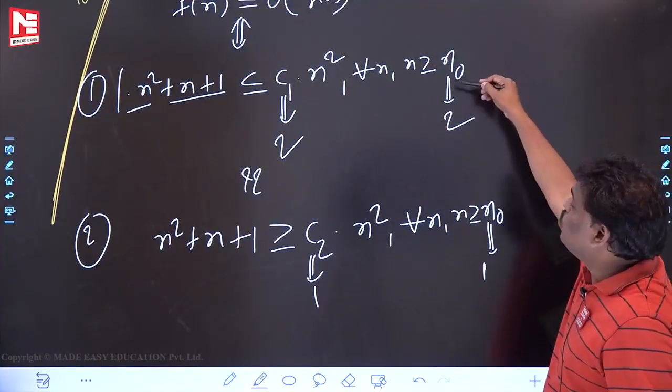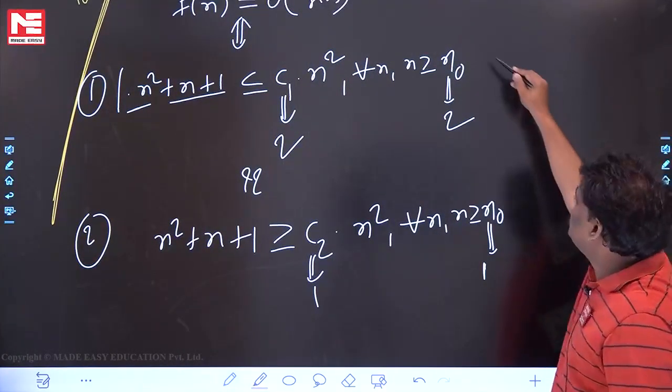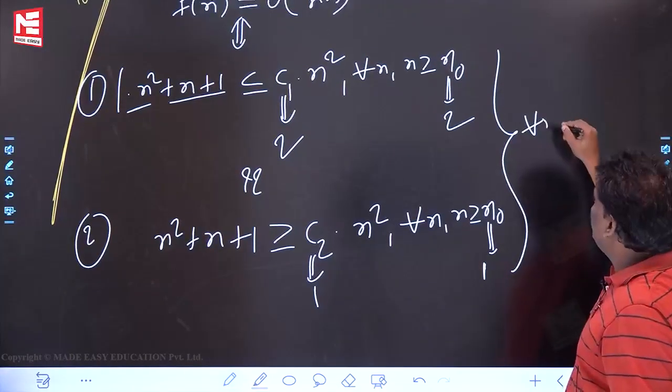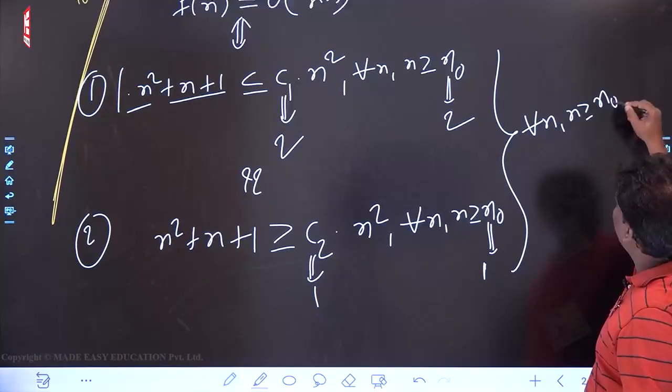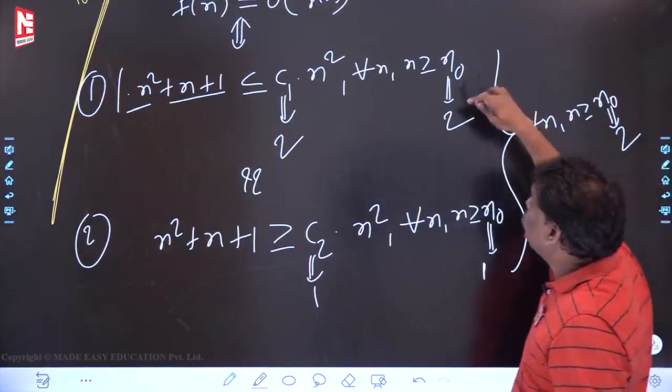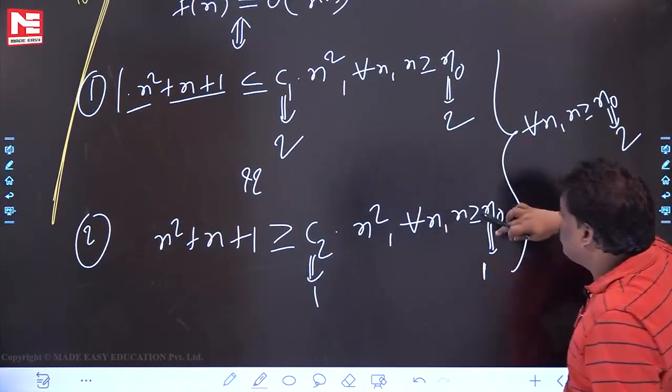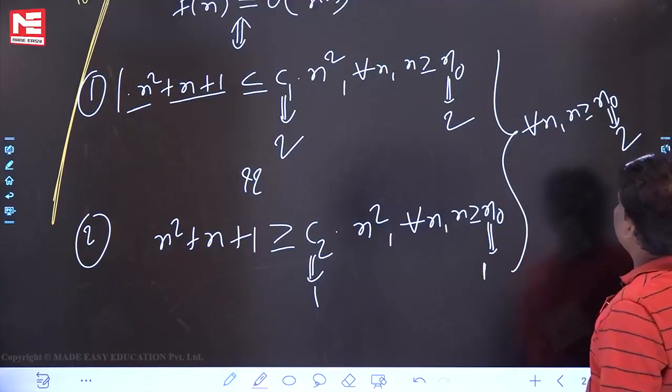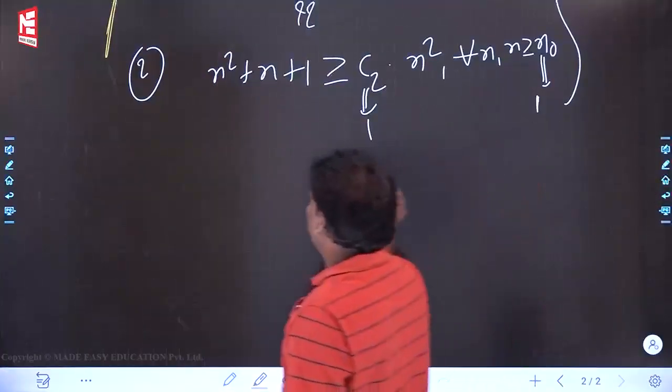Can you say where he is working from? 2 onwards everywhere. This is 1 onwards everywhere. This is a common thing. For all n, where n is greater than or equal to n0, n0 is 2. One is from 2 onwards everywhere, the other is from 1 onwards everywhere. Common point, 2 onwards everywhere working. So, final conclusion: what is the answer?